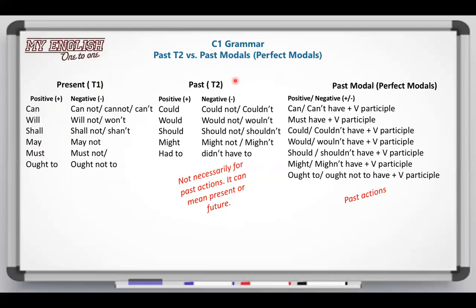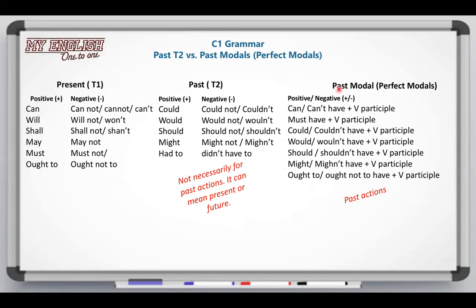The same thing happens with the past or T2. Here we have the list of the modal verbs in T2 or past form. It's very important to notice that this T2 or past form is not necessarily for past actions. It can mean present or it can also mean future. So again, these past forms can mean past, can mean present, or can mean future.